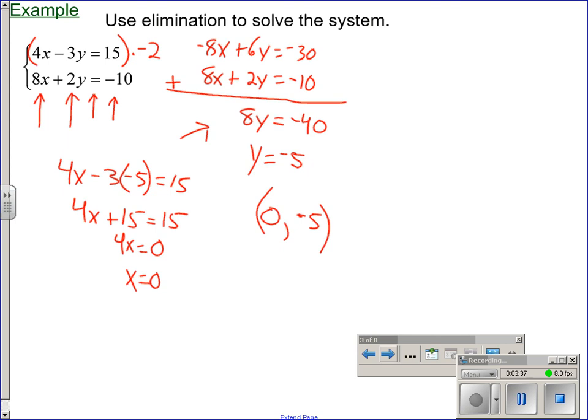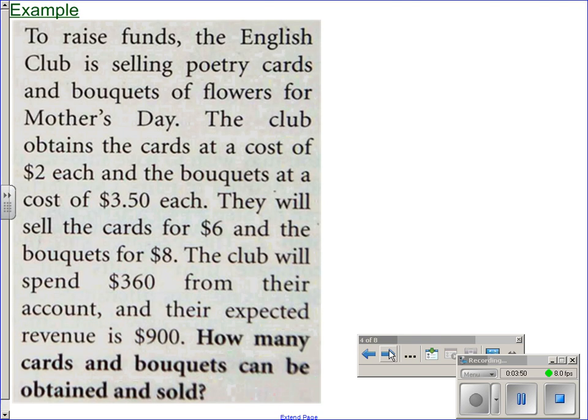Okay, that's the elimination method. It's about the same number of steps as the substitution method. Just like I said, sometimes elimination is easier, sometimes substitution is easier. It just depends on the equations that you're starting with. All right, hit pause, take a second to read through this.